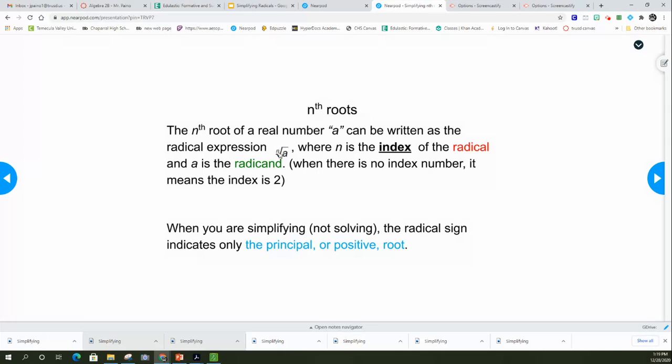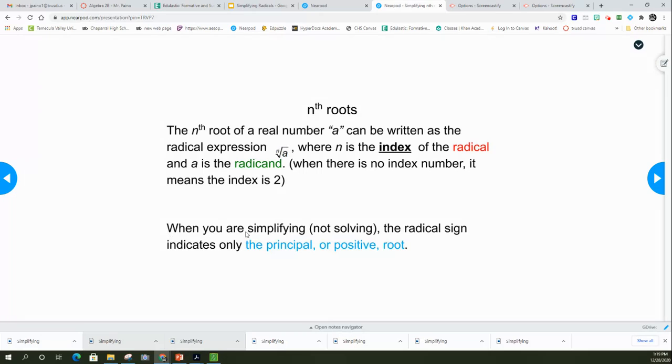Okay, so the n, the root, whatever we're doing, we call that the index number of the radical, and the a, the number inside the radical, is called the radicand. When there is no index number, so if you don't see that small little n there, it is implied that the index number is 2, so a square root. We've never written a 2 there before, but we've always done square roots. So when there's no number, it's implied that we're doing the square root.